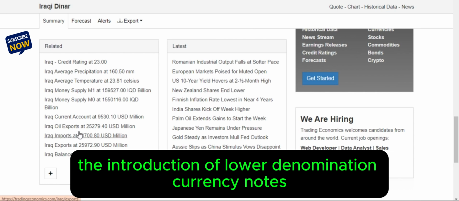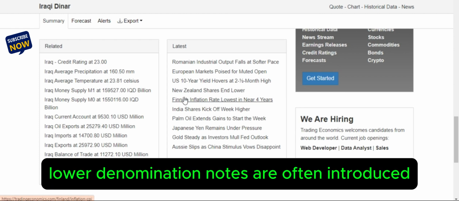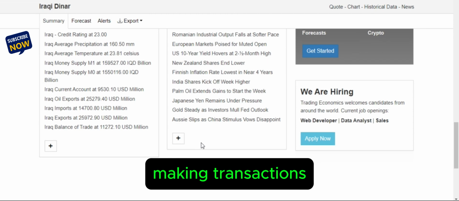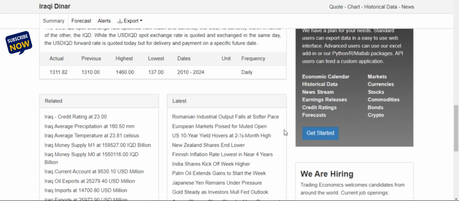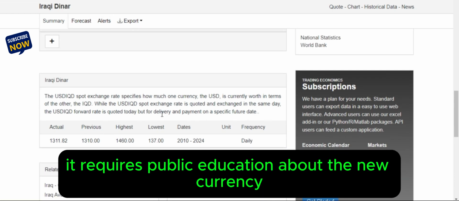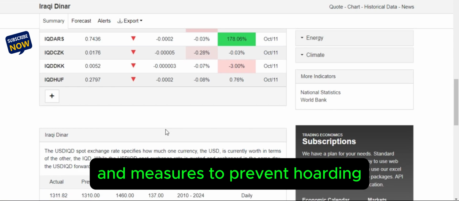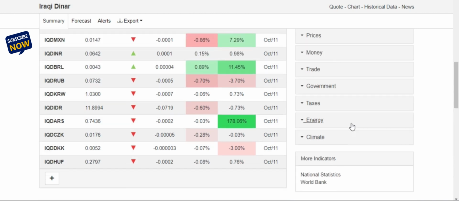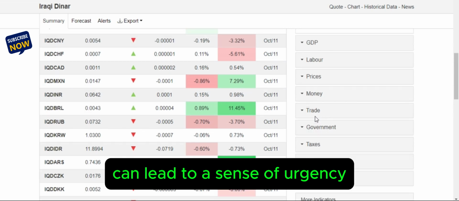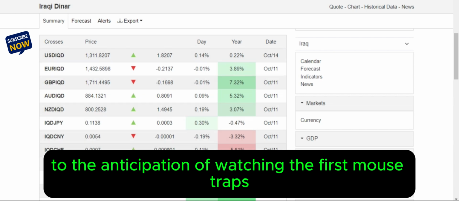The introduction of lower denomination currency notes also plays a critical role in this scenario. Lower denomination notes are often introduced to improve liquidity in the economy, making transactions more accessible for the general population. However, this process is not straightforward. It requires public education about the new currency, a strategy for phasing out older notes, and measures to prevent hoarding or black market activities. When combined with a new exchange rate, the introduction of lower notes can lead to a sense of urgency and excitement within the economy, akin to the anticipation of watching the first mousetrap spring into action.